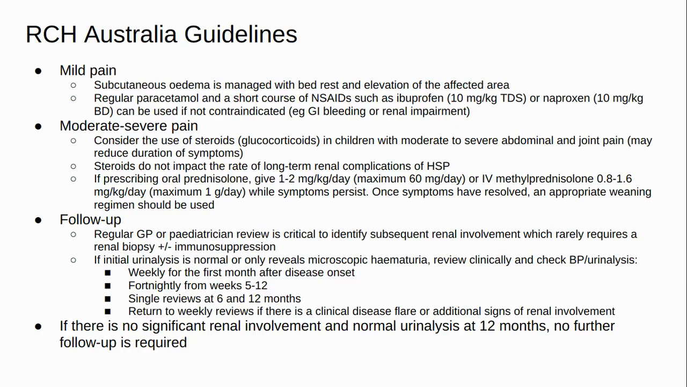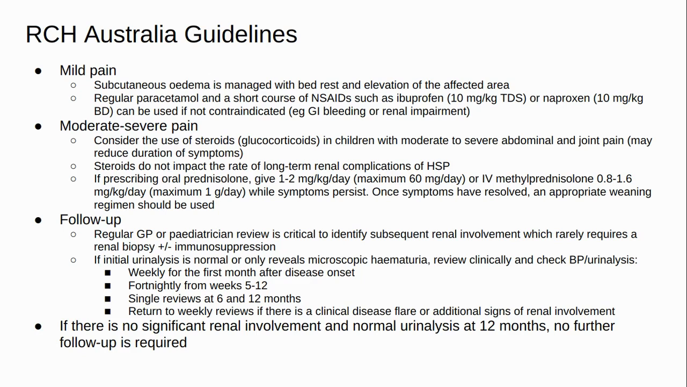Steroid management. For individuals experiencing mild pain in IgA vasculitis, the approach involves managing subcutaneous edema with bed rest and elevation of the affected area. Additionally, regular use of paracetamol and a short course of nonsteroidal anti-inflammatory drugs, NSAIDs, are recommended to alleviate symptoms. In cases of moderate to severe pain, especially with abdominal and joint involvement, the use of steroids, specifically glucocorticoids, is considered. Administering steroids in children may help reduce the duration of symptoms. Once symptoms have resolved, a careful weaning regimen should be implemented.